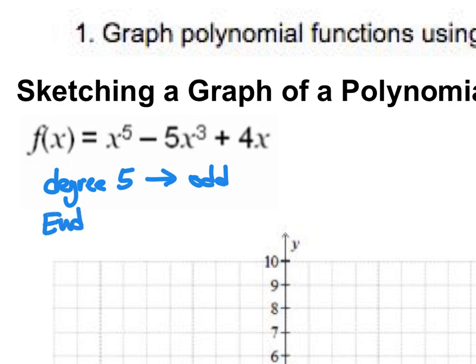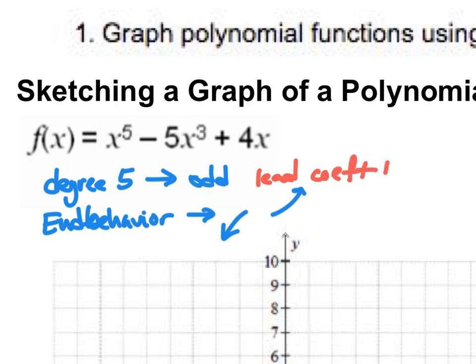My end behavior means that we're going to go down to the left and up to the right, okay? Because my degree 5 is odd, and my leading coefficient, that's what we forgot, the leading coefficient is positive, then I know that my end behavior is going to go down to the left and up to the right, okay? So that's the first thing, to be able to calculate that.